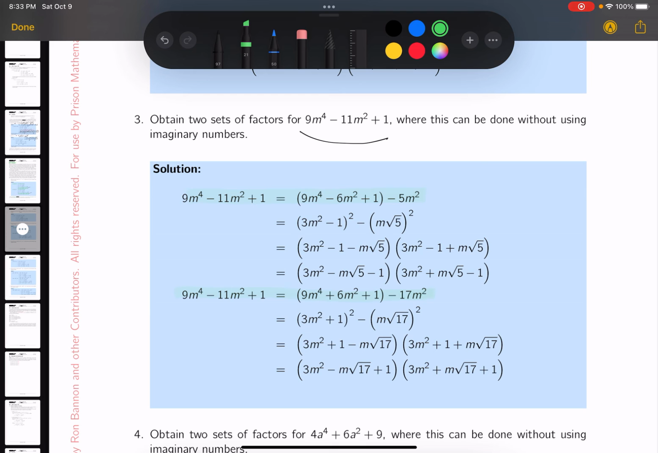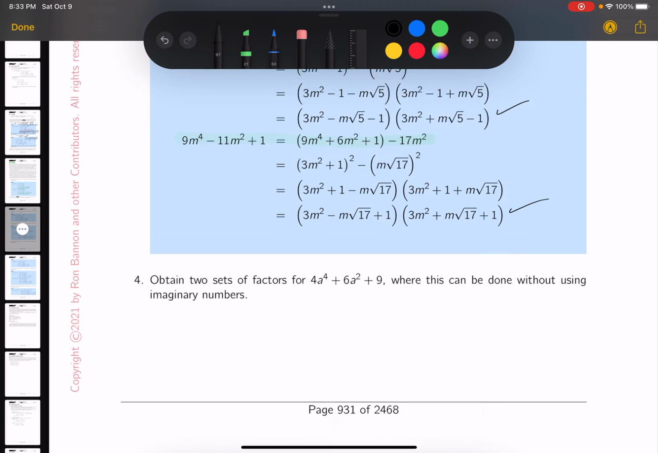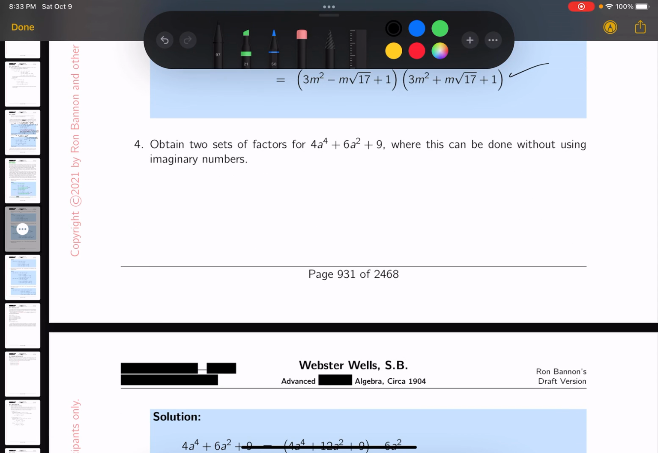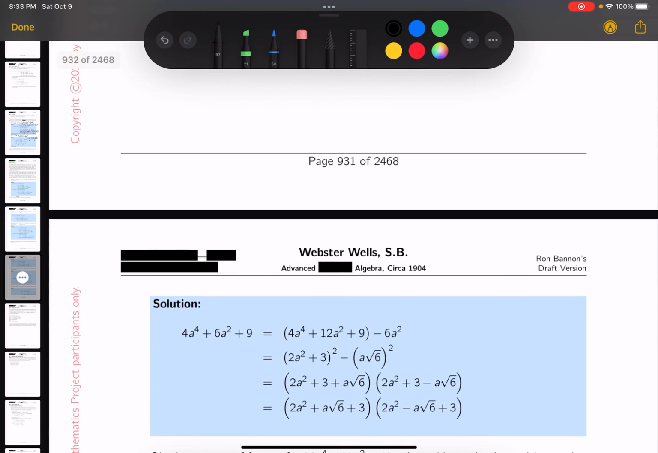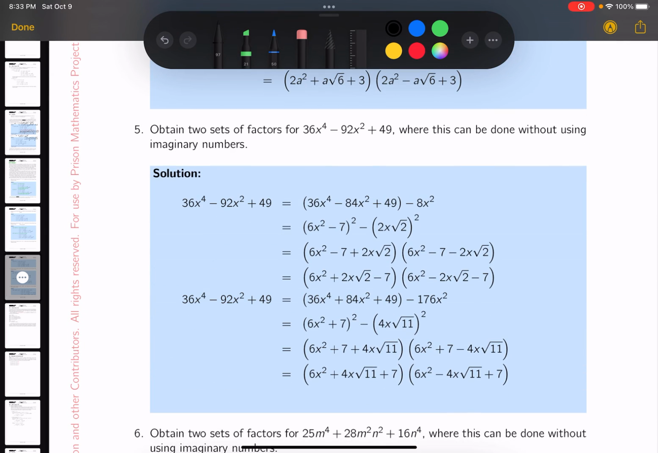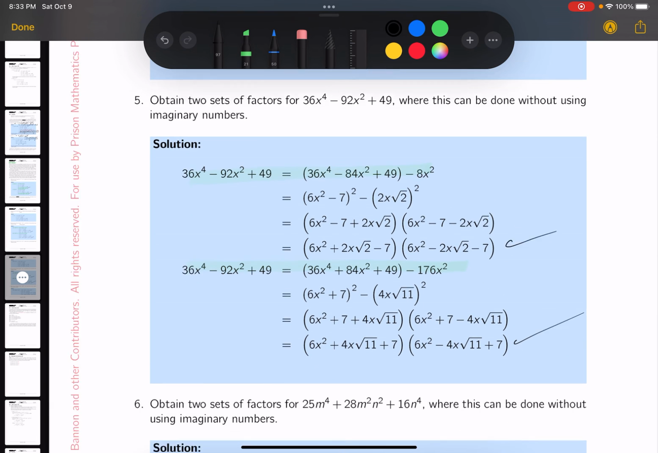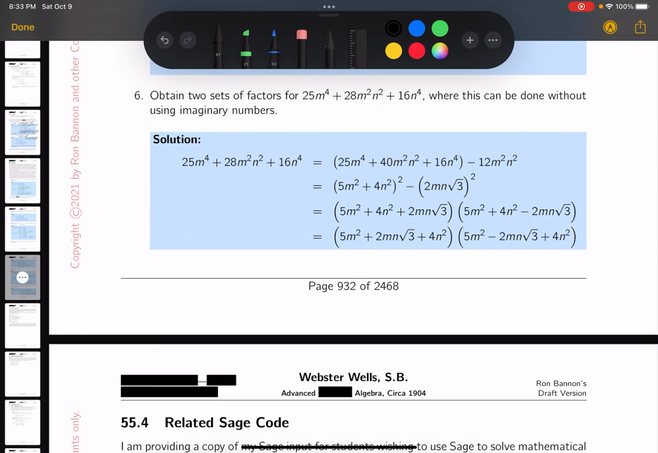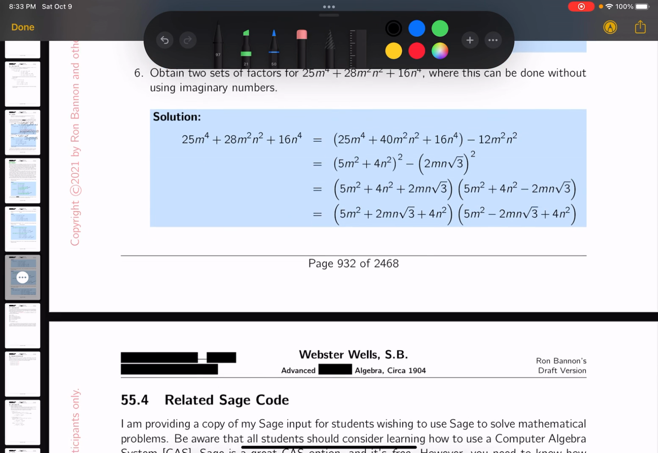So you can repeat this. If you're matching this one, good for you. If you're matching this one, good for you. Number 4, again, I'm looking for perfect squares. This one over here, I saw two forms of it. Again, if you're matching either one, good for you. You don't have to do them both. This one over here, again, perfect squares, looking for a lot of perfect squares.